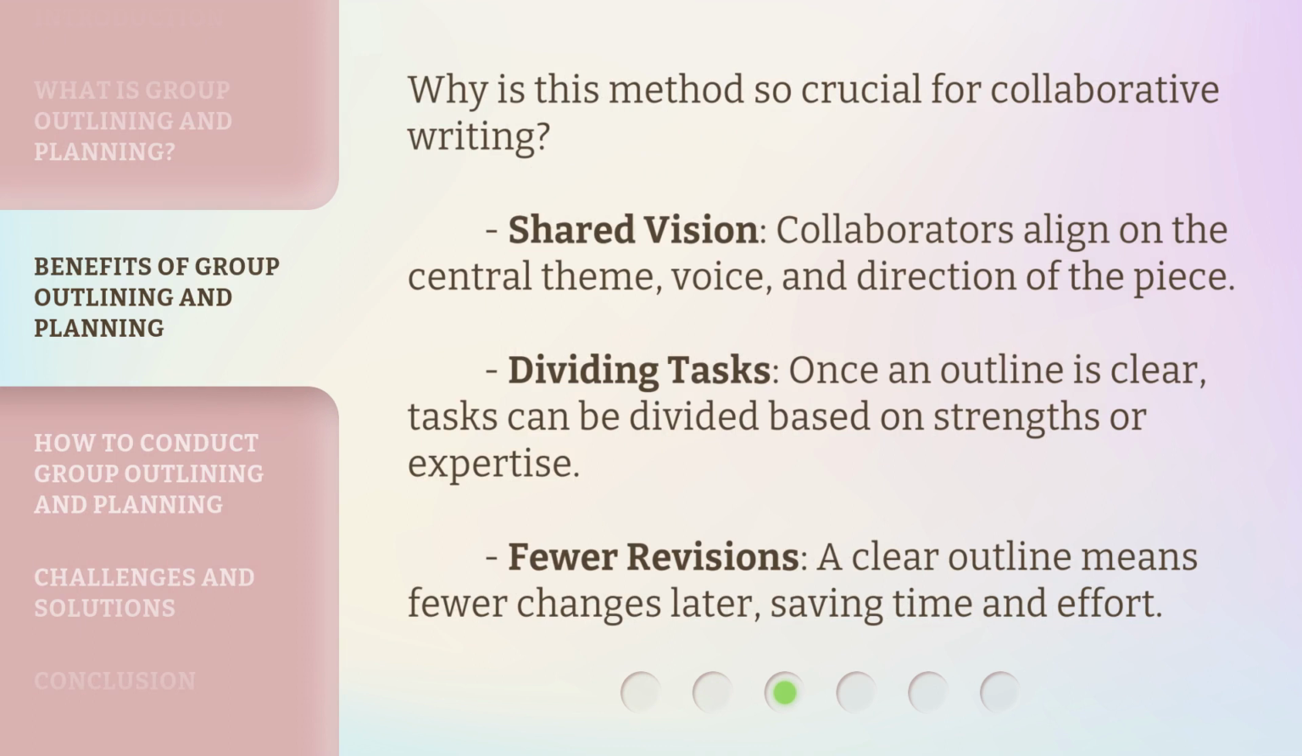Why is this method so crucial for collaborative writing? Shared vision. Collaborators align on the central theme, voice, and direction of the piece. Dividing tasks. Once an outline is clear, tasks can be divided based on strengths or expertise. Fewer revisions. A clear outline means fewer changes later, saving time and effort.